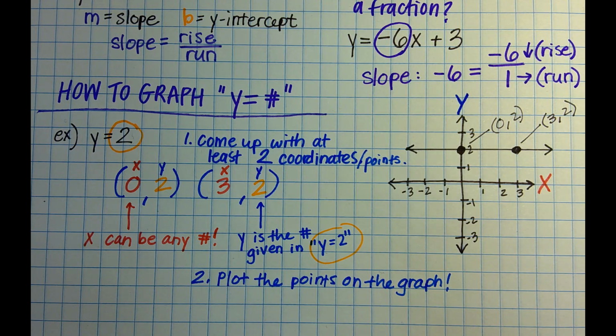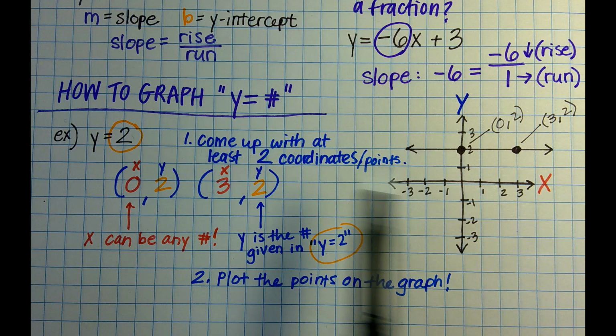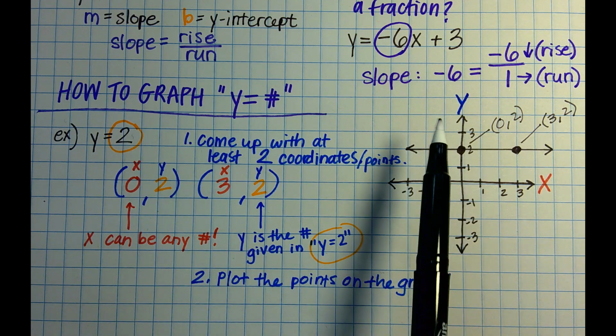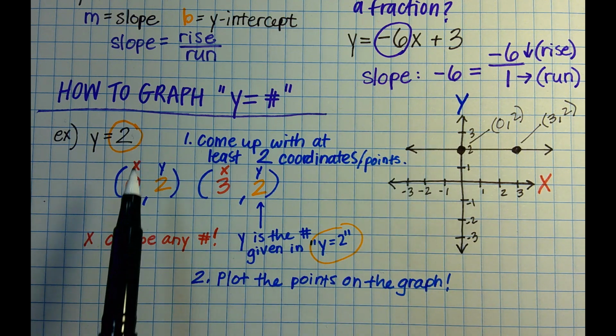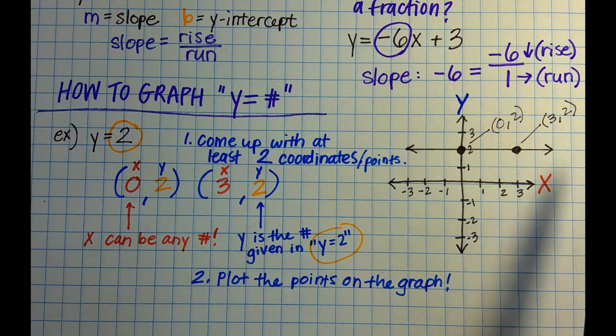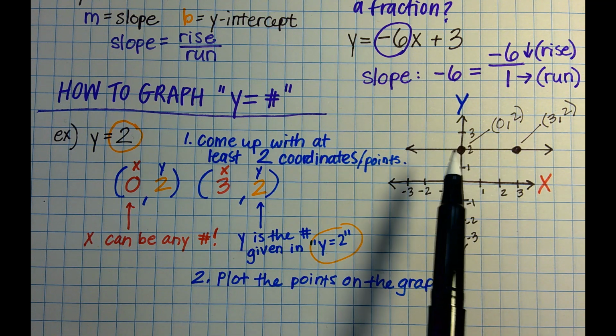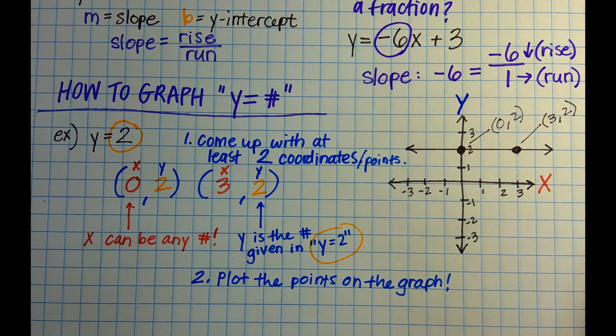That would be my graph. That'd be my line. So anytime it says y equals a number, it's always going to be a line going horizontally straight across at whatever number they give you on the y-axis. So since it's y equals 2, we're going left to right, passing through 2 on the y-axis.